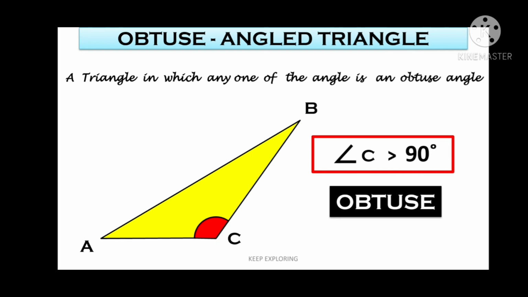So based on angles, we have three triangles: acute angled, right angled and obtuse angled. For acute angled, all should be less than 90. For right angled triangle, any one should be 90 degrees. And for obtuse angled, as you can see here, any one of the angles should be more than 90 degrees. Then it will be called an obtuse angled triangle.